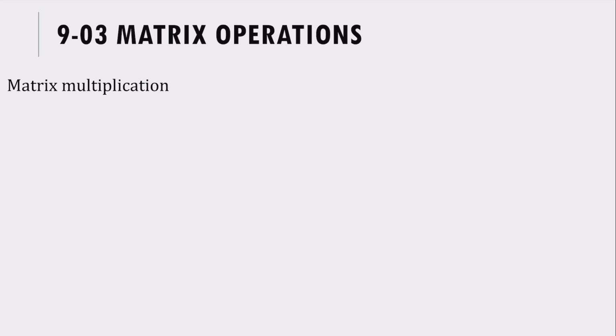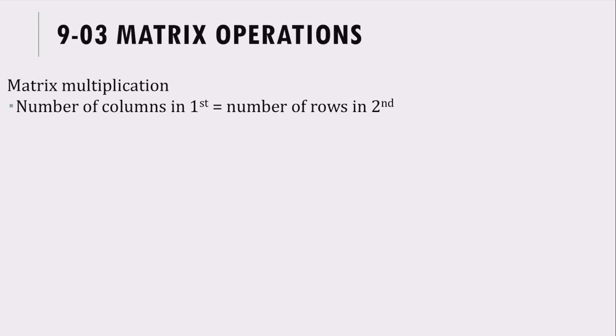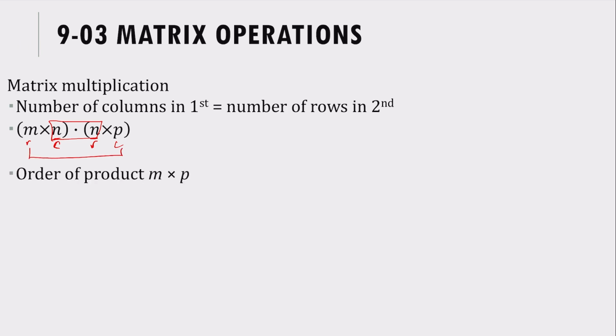Multiplying two matrices is a little more interesting. To be able to multiply two matrices, the number of columns in the first matrix has to be the same as the number of rows in the second matrix. If you write out the order or the dimensions of the two matrices, this middle number has to be the same. So remember, it's rows by columns, rows by columns. So the columns in the first equals the rows of the second. The outside numbers give you the order or the dimensions of the product.